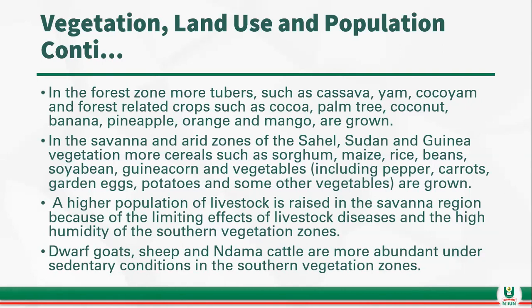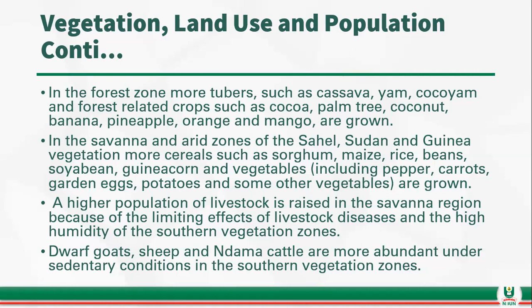However, in the savanna and the arid zones of the Sahel, Sudan, and Guinea vegetation, more cereals such as sorghum, maize, rice, beans, soya beans, guinea corn, vegetables including pepper, carrots, garden egg, potatoes, and some other vegetables are grown. The reason for the adaptability of some of these crops in this region is because rainfall duration is very short. So they need short duration crops. Yes, they need short duration crops, such as something that takes 3 months.